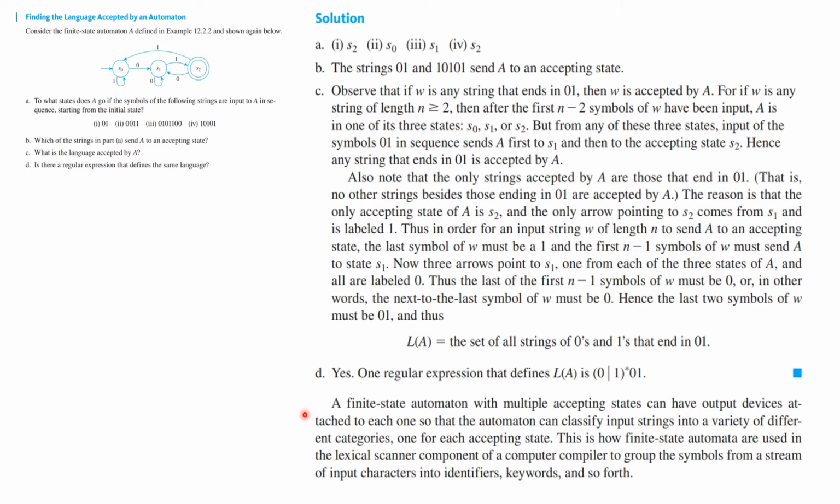A finite state automata with multiple accepting states can have output devices attached to each one, so it can classify input strings into a variety of different categories, one for each accepting state. You could think about this as being the vending machine that would dispense apple juice or orange juice. More generally, however, this is how finite state automata are used in a lexical scanner component of a computer compiler to group the symbols from a stream of input characters into identifiers, keywords, and so forth.